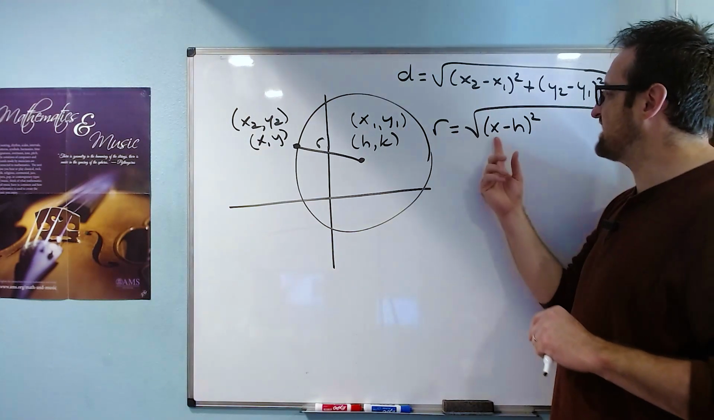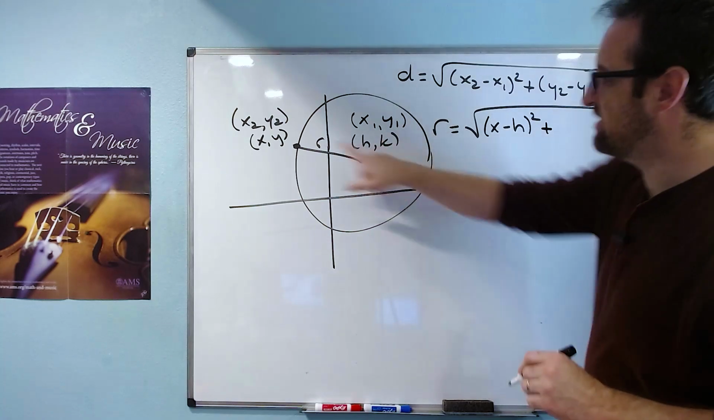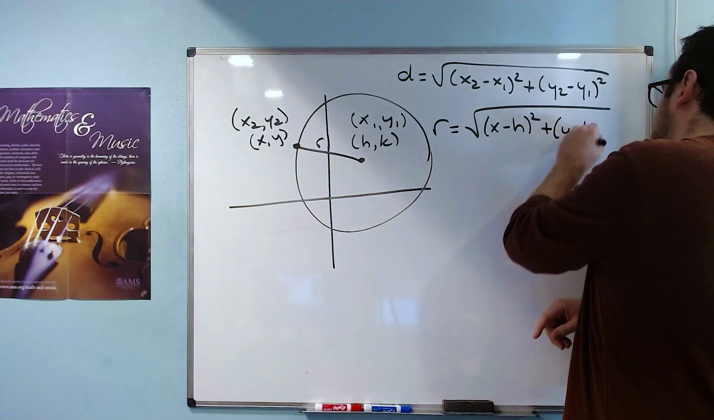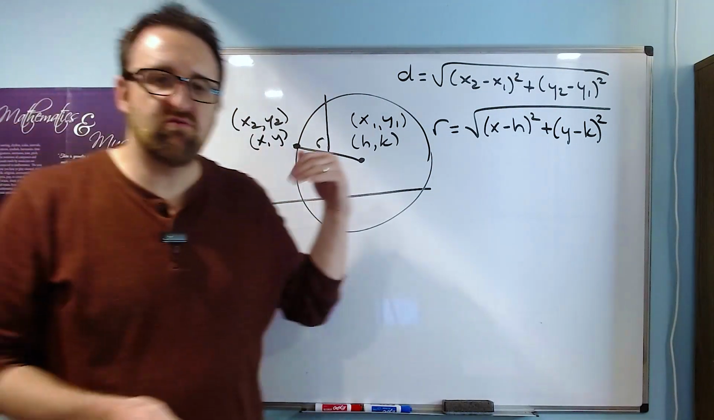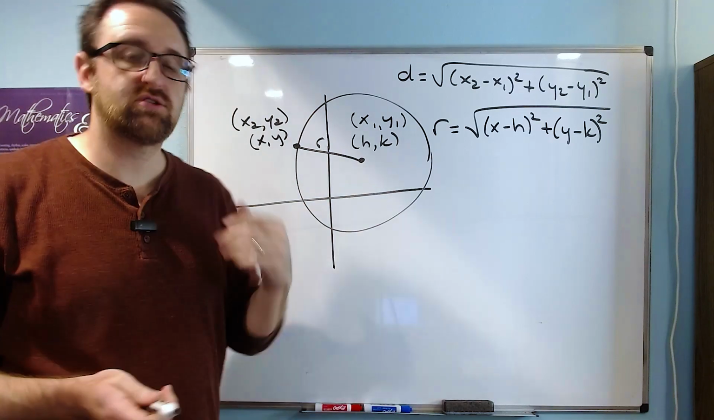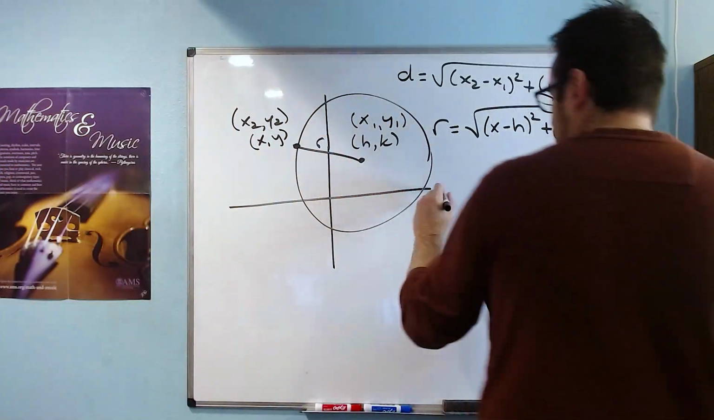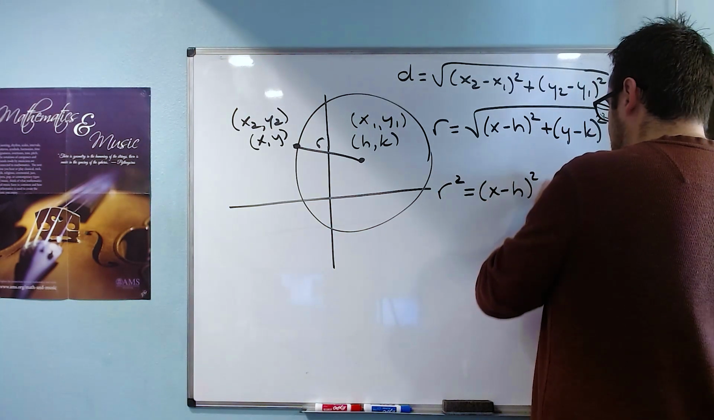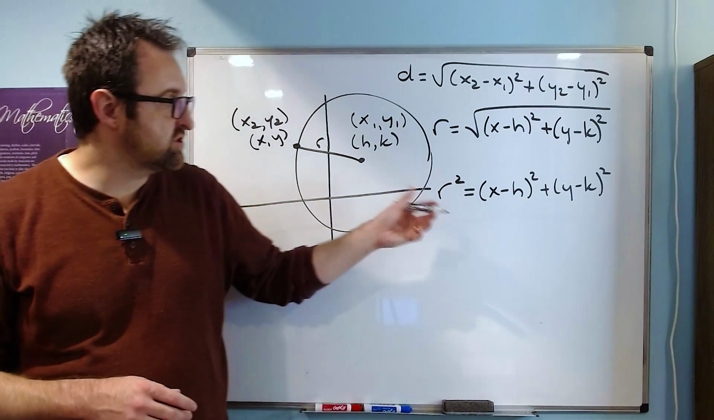Anyway, we have this (x minus h) squared, that's that part. Then plus our y2 is going to be the y over here, and our y1 is going to be the k. So this will be (y minus k) squared. Now, that's pretty close, but again, we want to avoid square roots if we can. So just like our last example, we're going to go ahead and square this equation, and we end up with r squared is equal to (x minus h) squared plus (y minus k) squared. And so that right there is the equation for a circle.